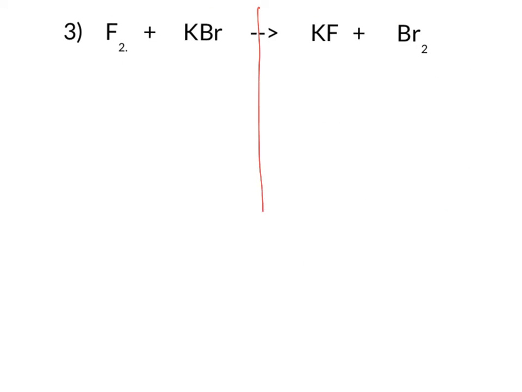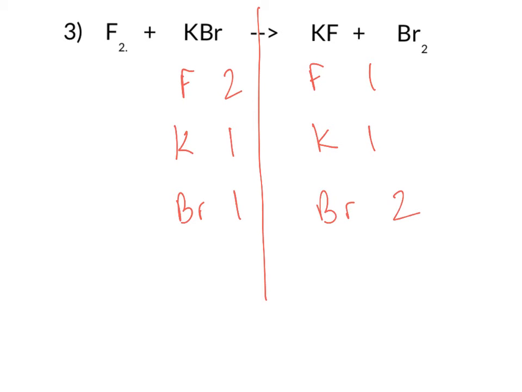Again, we're going to start with exactly the same process. Fluorines 2, potassium 1, bromine 1. Fluorines 1, potassium 1, bromine 2. So now we need to look at, let's try and do the bromines first. So to get from 1 to 2, I put a big 2 here. That times all of that by 2. So I have a 2 and a 2.